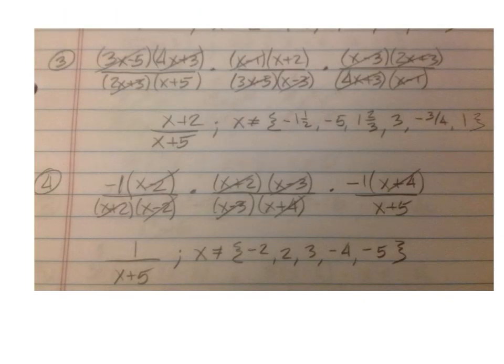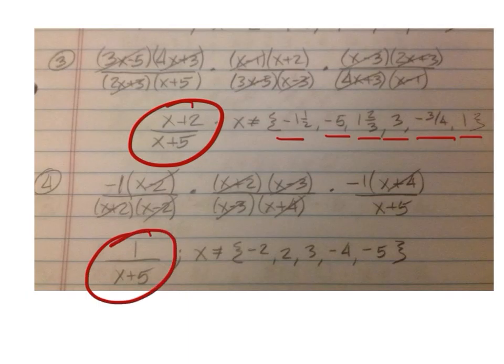For number 3, it's x plus 2 over x plus 5. And you have to have negative 1.5, negative 5, 1 2/3, 3, and negative 3/4, and 1. For number 4, it should be 1 over x plus 5, and then negative 2, 2, 3, negative 4, and negative 5.